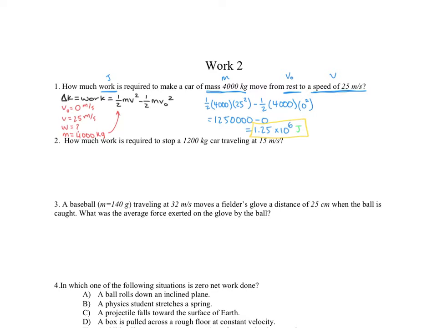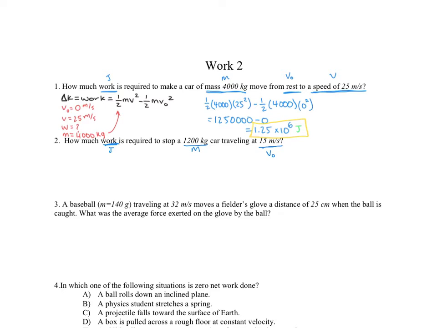So let's take a look at number 2. How much work is required to stop a 1,200 kilogram car traveling at 15 meters per second? So let's underline our important information here. So we have how much work, so we're solving for work, which is in joules, is required to stop a 1,200 kilogram car, so that's our mass, and is traveling at 15 meters per second, which is v naught.